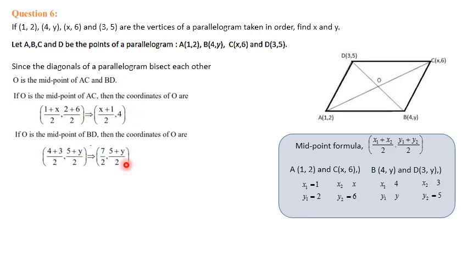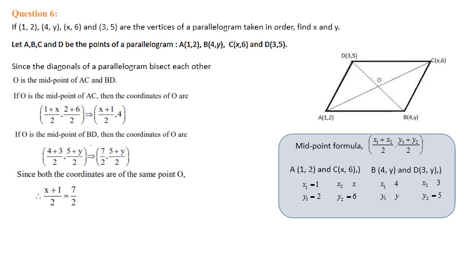Actually these 2 points are same. This also coordinate of O only, and the second one also coordinate of O only. Means both are representing the same point O. Means the corresponding coordinates, the x value here, (x plus 1) by 2, must be equal to the x value of this one, 7 by 2, and the y value here is 4 and the corresponding y value is (5 plus y) divided by 2, that also equal.